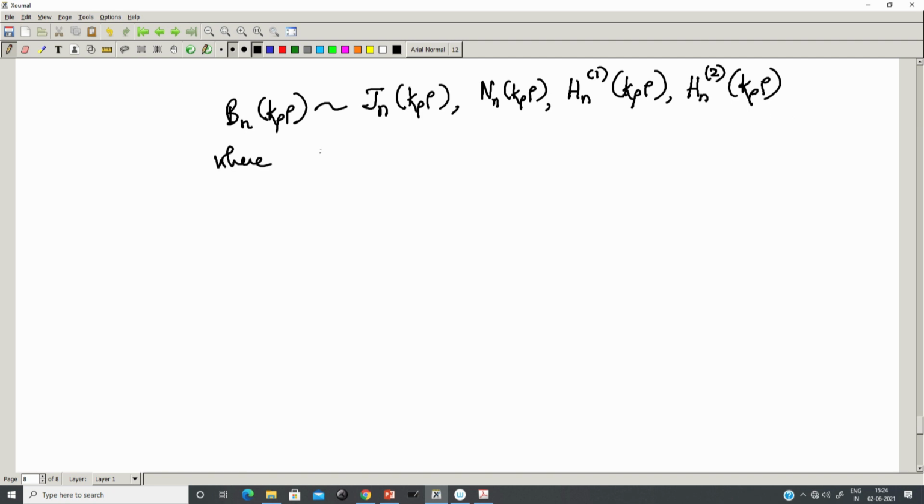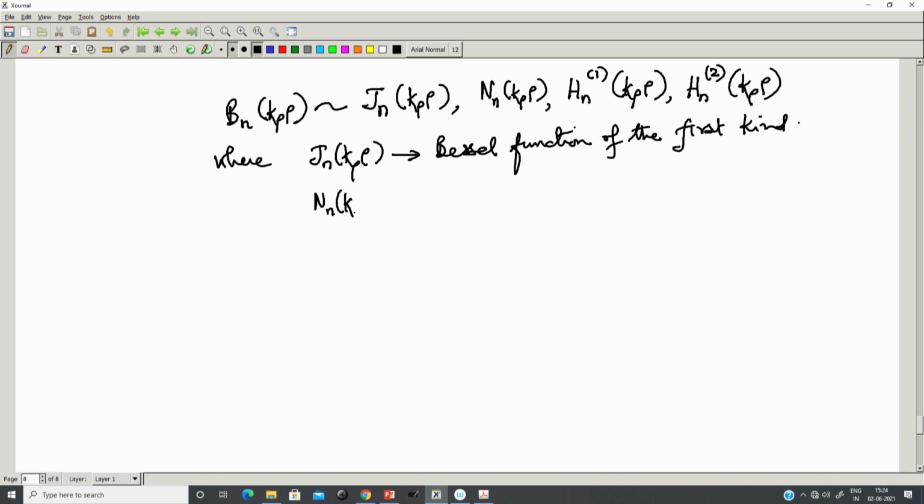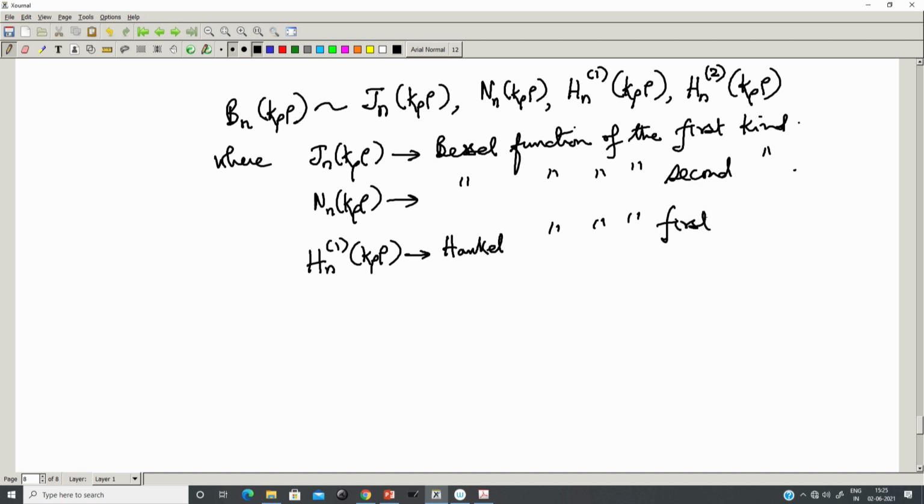So, where we write J n k rho rho is the Bessel function of the first kind, as we said, N n k rho rho is the Bessel function of the second kind, H n 1 k rho rho is the Hankel function of the first kind, and H n 2 k rho rho is the Hankel function of the second kind.